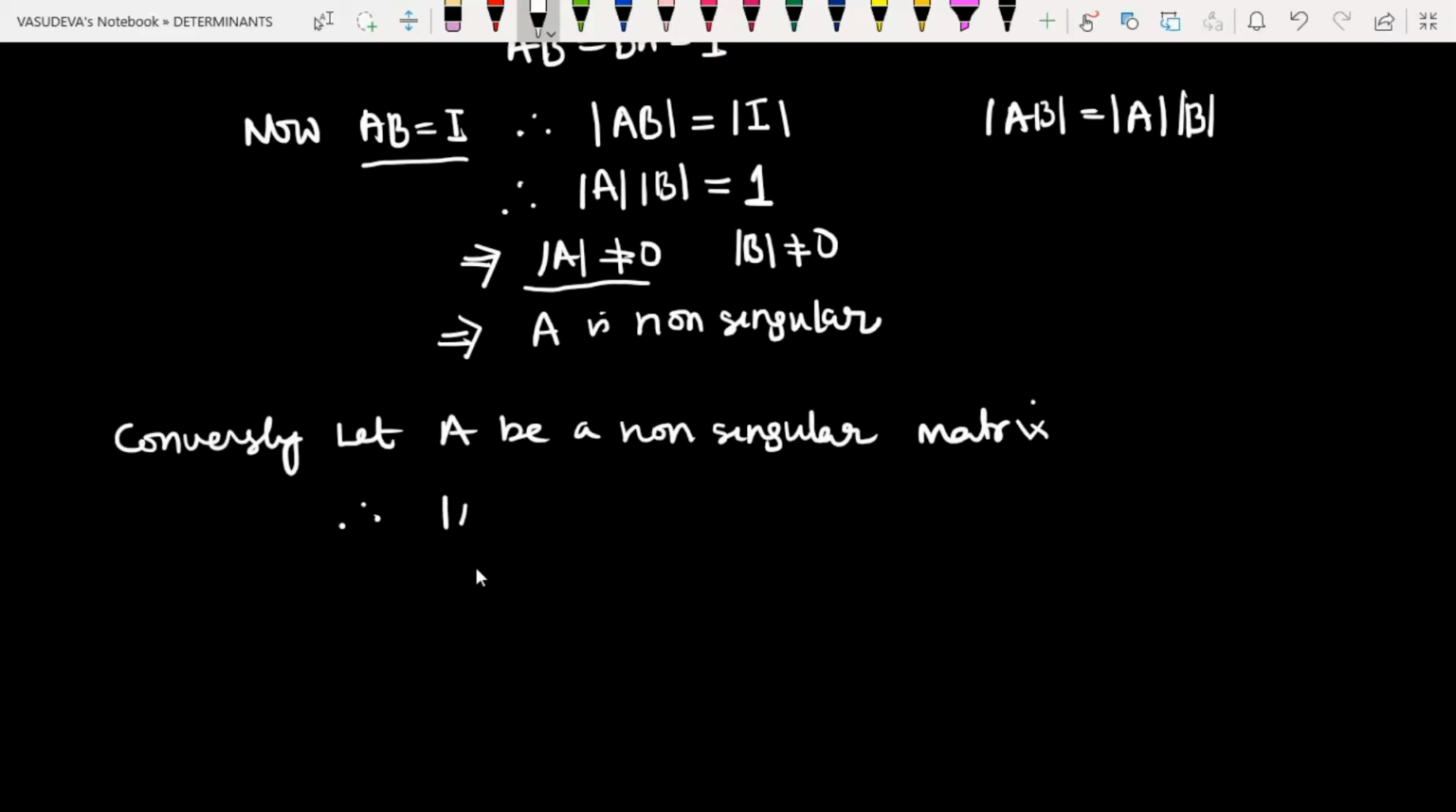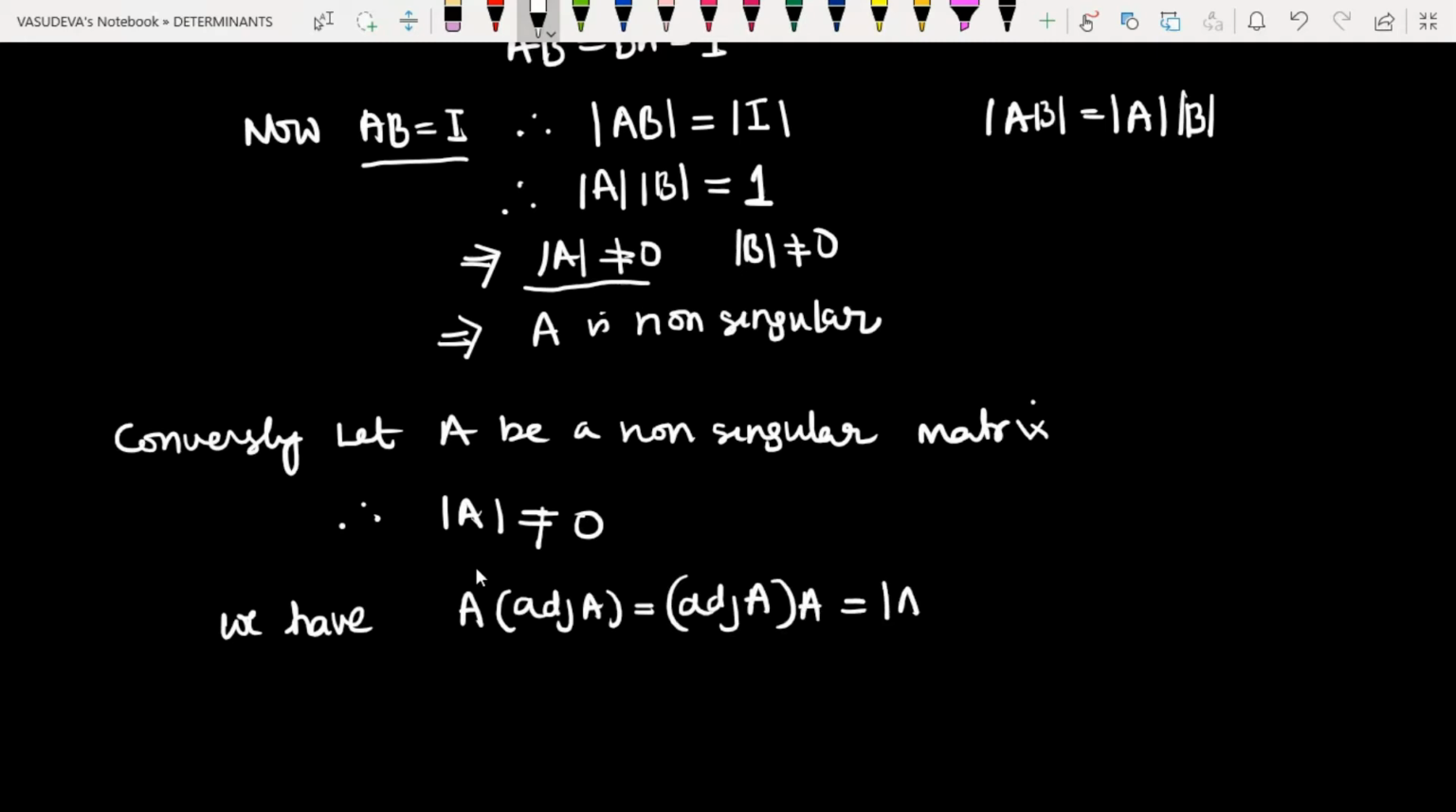When A is a non-singular matrix, determinant of A is not equal to 0. That is by the definition of non-singular matrix. Now we have the result: A into adjoint of A is equal to adjoint of A into A is equal to determinant of A into I. This is the result we have already.